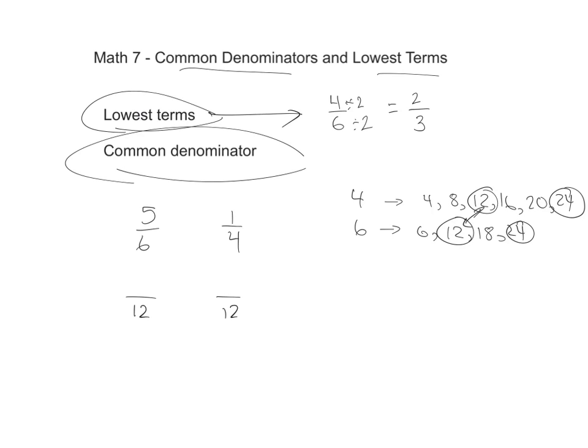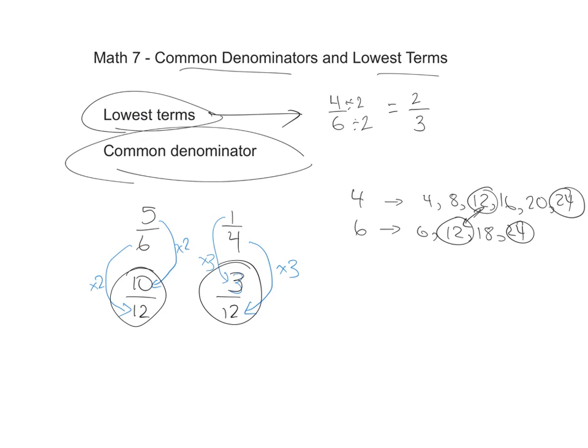So this is what you end up asking yourself: 6 times what? What do you have to multiply that denominator by to get 12? And you can see here, we're just doubling, so we're multiplying by 2. To get a common denominator for the other fraction, we need to do 1 times 3, and that gives us 3. So our answer, when we write this with common denominators, is 5/6 is 10 twelfths, and 1/4 is 3 twelfths.